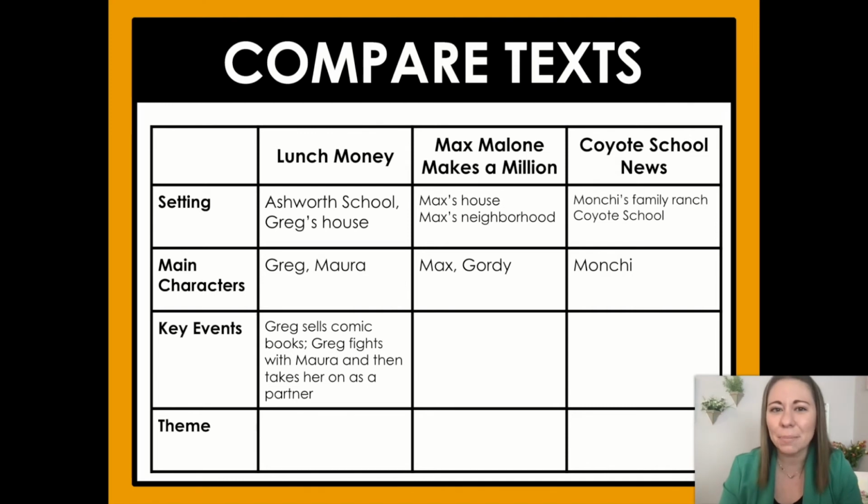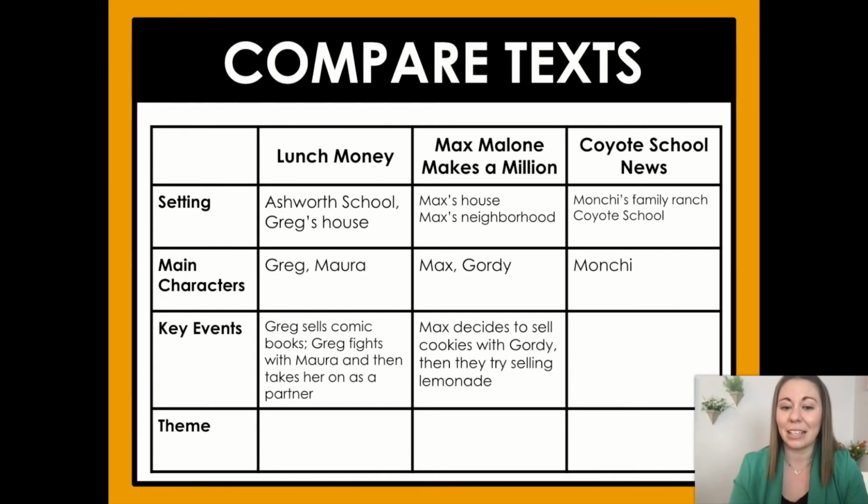Now let's think about Max Malone Makes $1 Million. What are some of the big things that happened or key events that happened in that story? Well, we know we have Max, and what does Max want to do? Wants to make money, right? So he decides to sell cookies with Gordy, and then he also tries selling some lemonade, right?